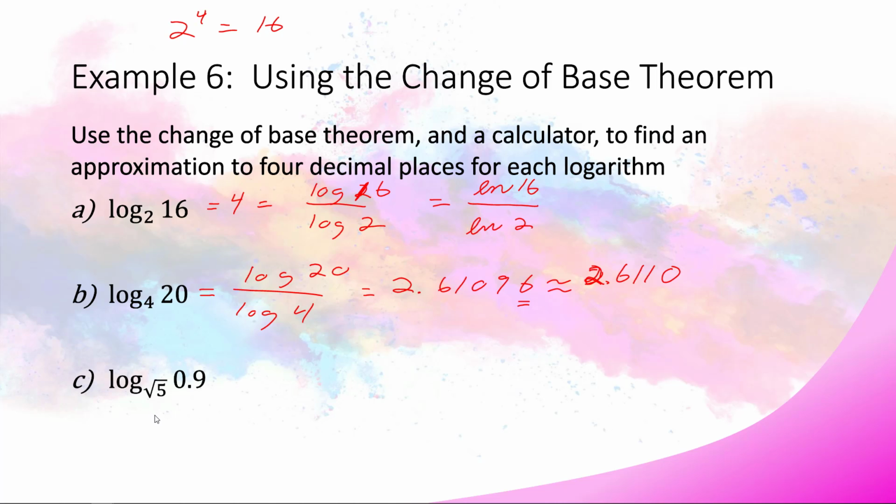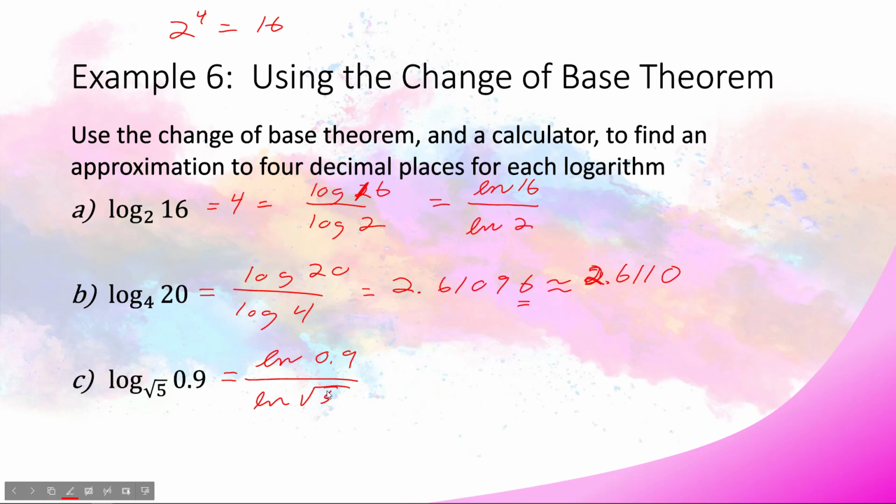Okay, well, what about this sucker? We have the log base square root of 5 of 0.9. Well, since the square root of 5 is a number greater than 1, it can be a base. So how would we do this? Well, let's just play with natural logs this time. This will be the natural log of 0.9 divided by the natural log of the square root of 5.